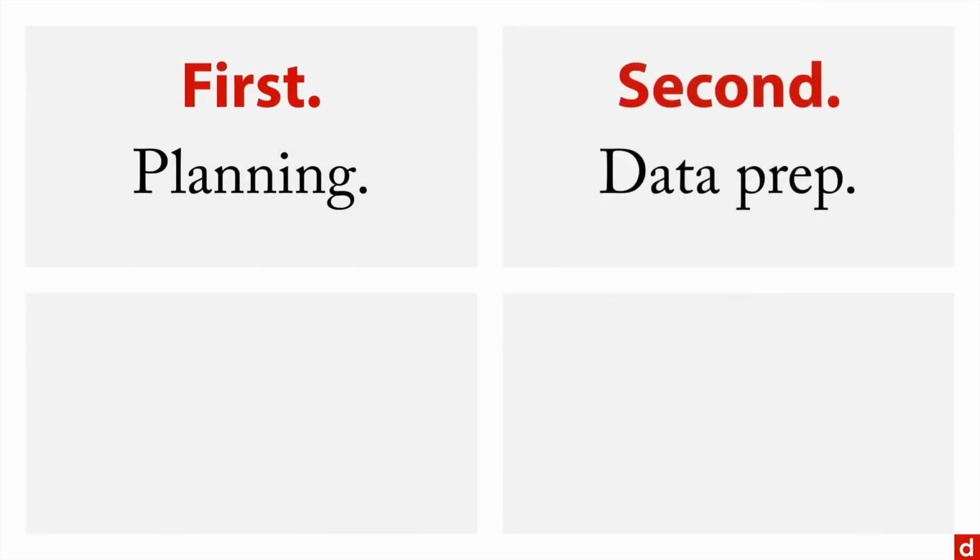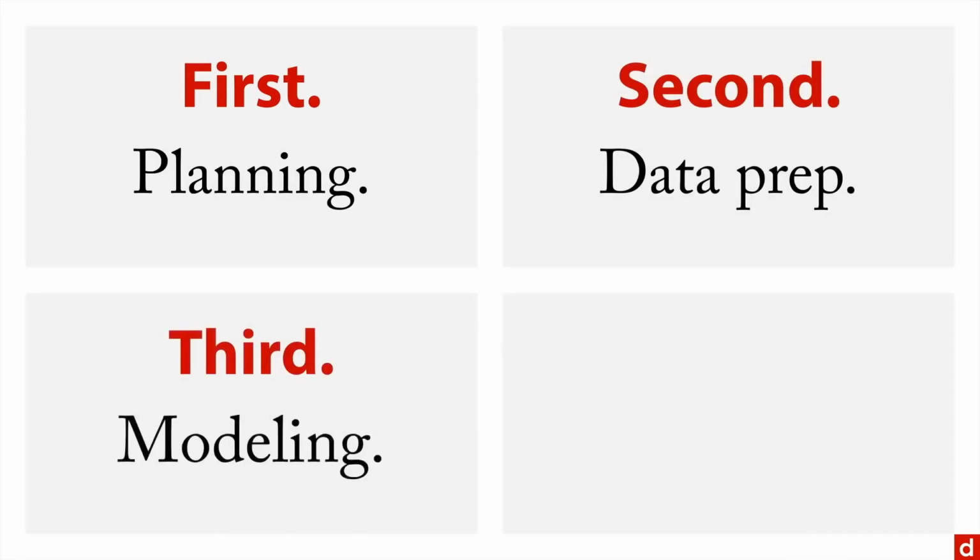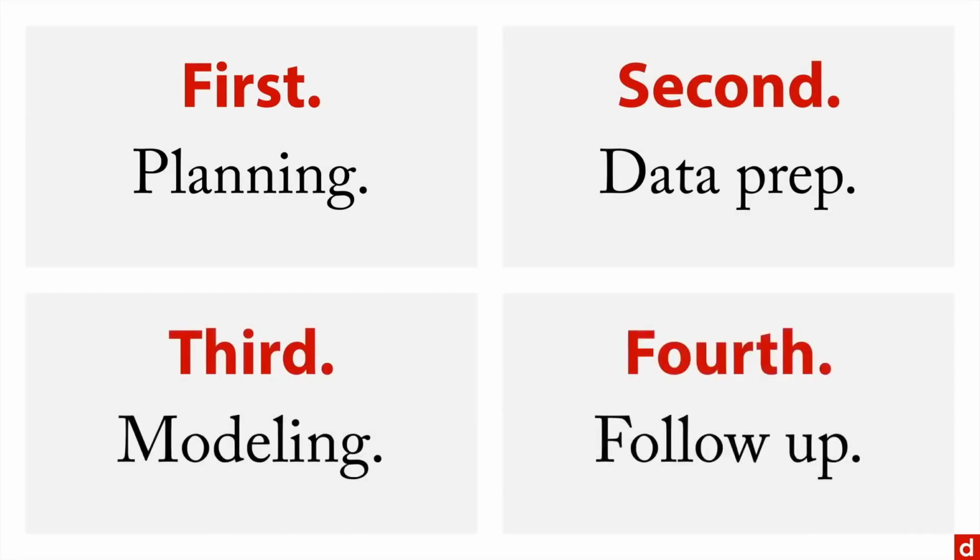In data science, you can take the various steps and you can put them into a couple of general categories. First, there are the steps that involve planning. Second, there's the data prep. Third, there's the actual modeling of the data. And fourth, there's the follow-up. And there are several steps within each of these. I'll explain each of them briefly.